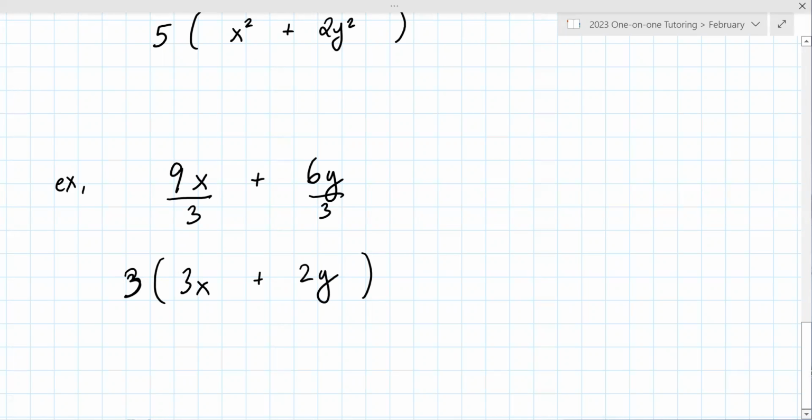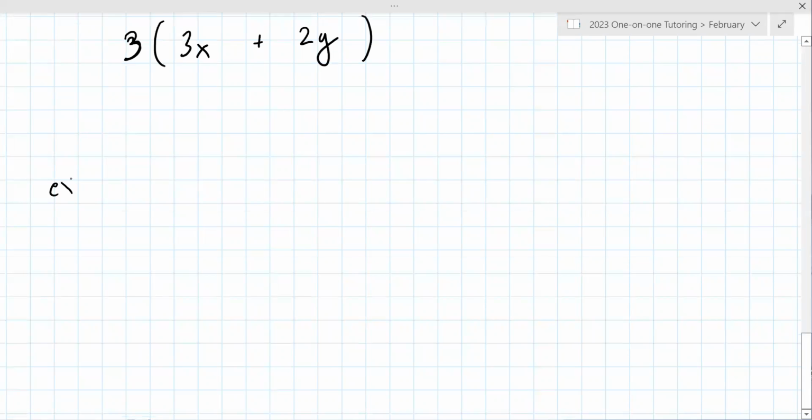Let's try another one here. Let's say it's 45x squared minus 25y squared. So looking at 25 and 45, what's the largest number that goes into both?